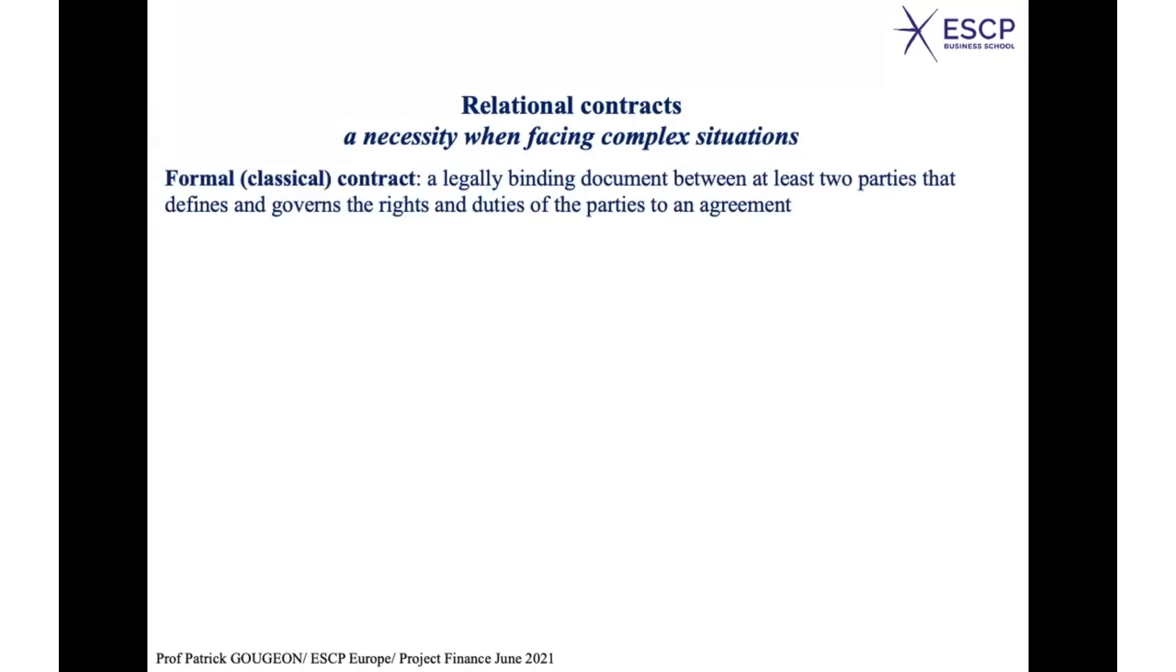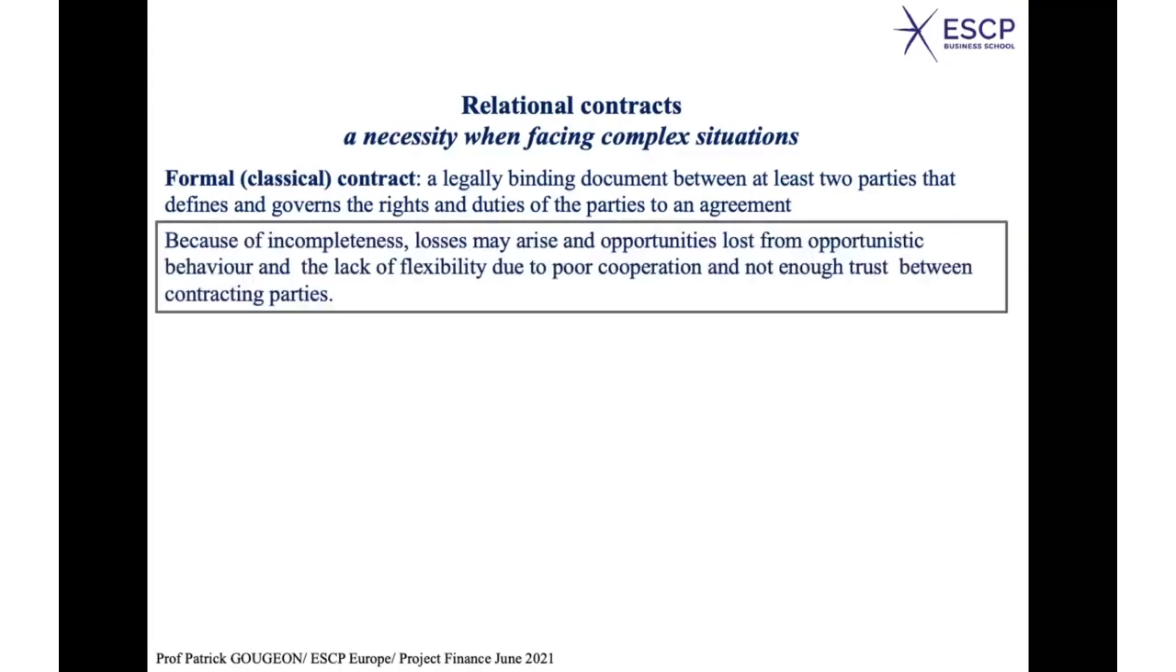So a formal classical contract is a legally binding document between at least two parties that defines and governs the rights and duties of the parties to an agreement. Okay? This is how we have defined a formal contract. Okay? A legally binding document. Because of incompleteness, losses may arise and opportunities be lost from opportunistic behavior. Incompleteness means that we have to consider that, particularly when you have complex situations, some contingencies might happen which were not anticipated.